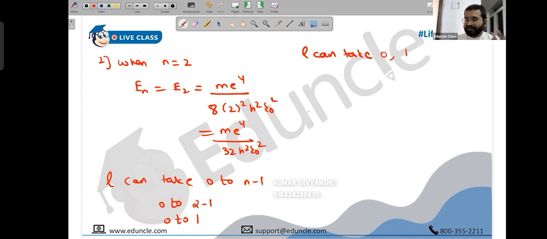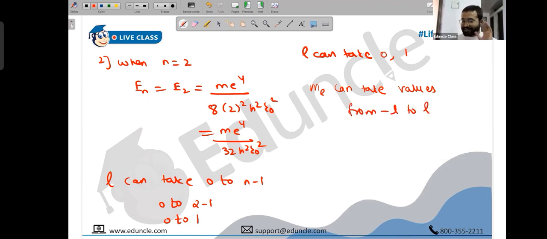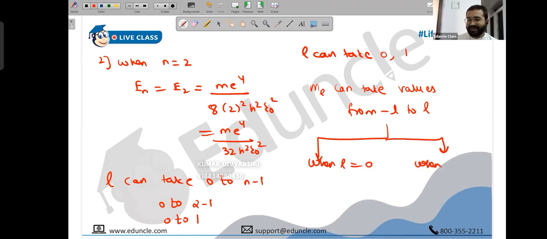Now let's talk about ML. ML can take values from minus L to L. That's fine. This is good. But this is where you guys are going wrong. It's not 3 values. The reason is that when you say ML can take values from minus L to L, L has 2 possibilities, so ML also has possibilities when L is 0 and when L is 1.